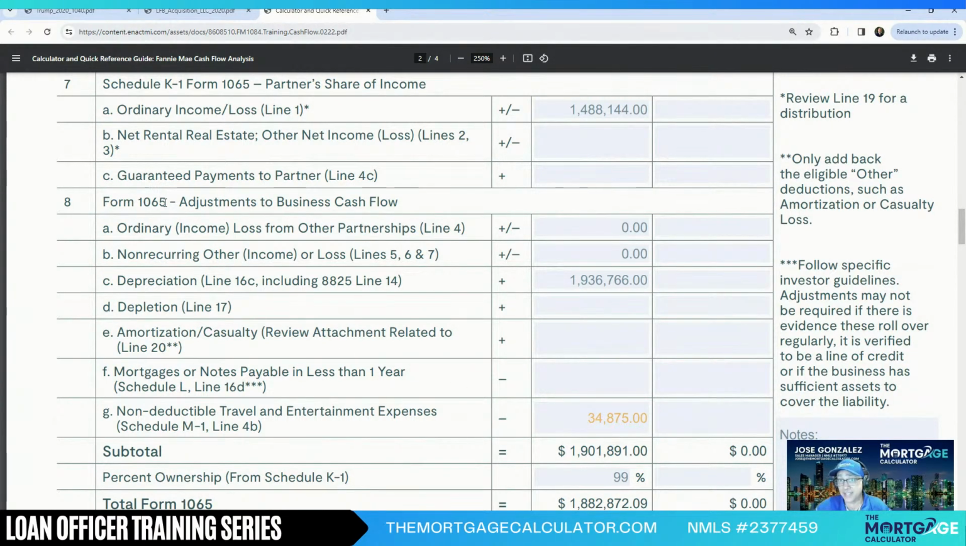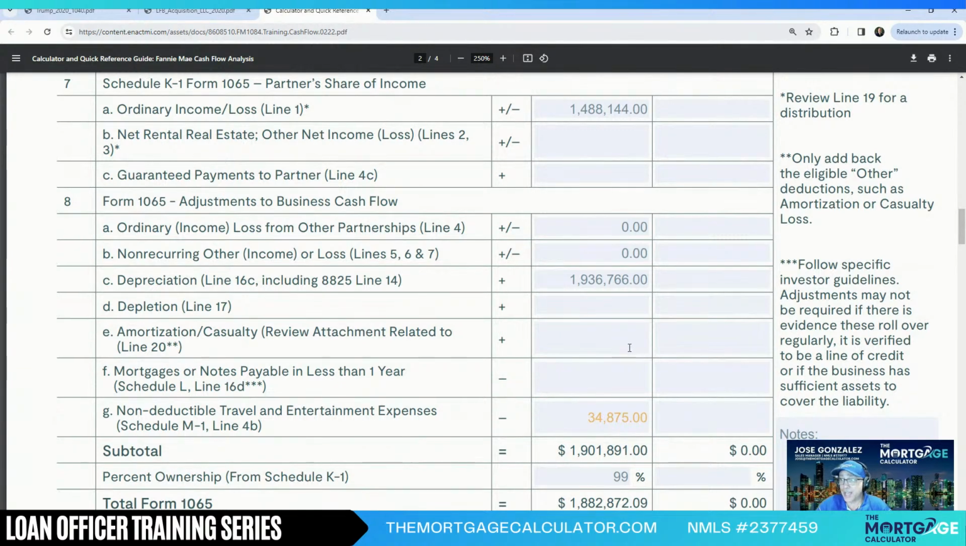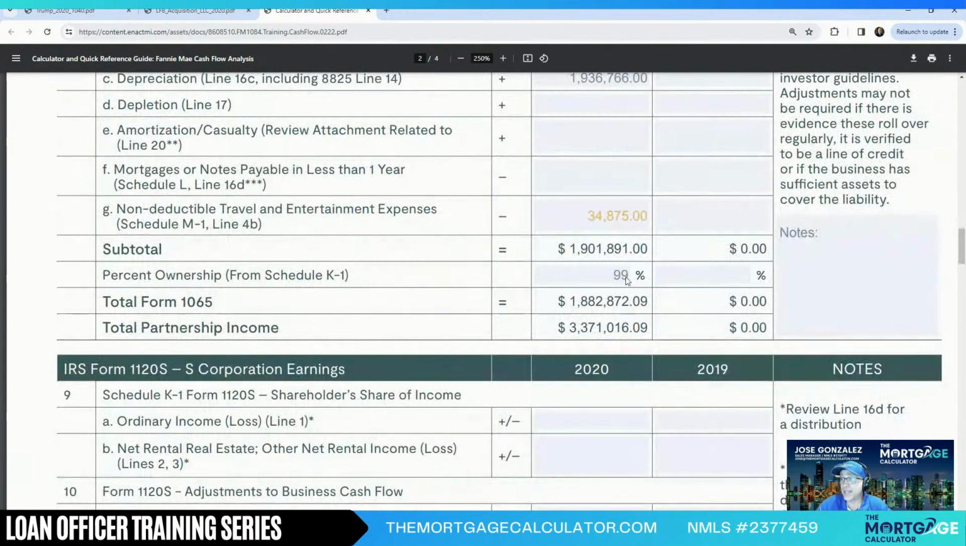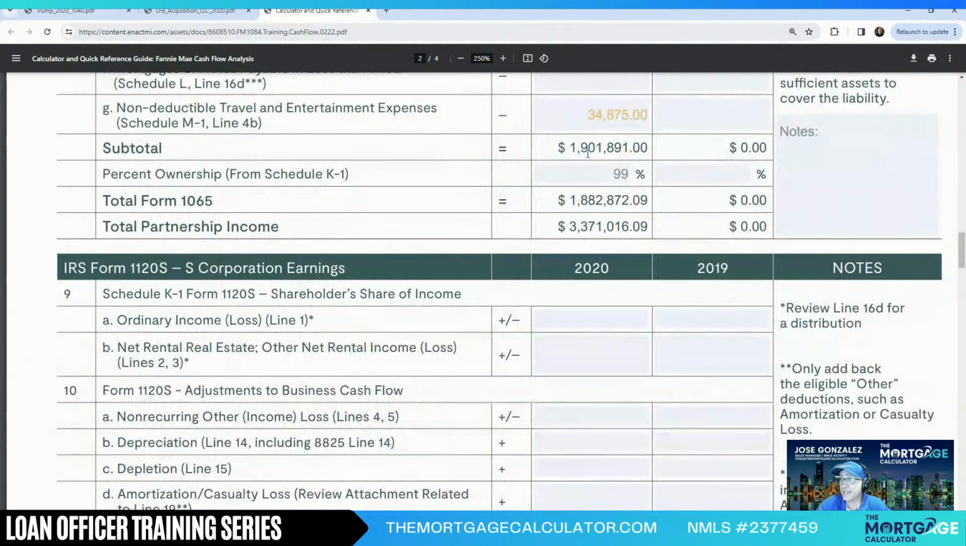That's the key. Number 8, adjustments to business cash flow, right? So we get 99% of that. Is that because the income that was reported in the K1 is already 99%, right? That's what they gave him, is 99%. So $1,882,872.09. Don't forget the 9 cents, or your answer will be wrong.